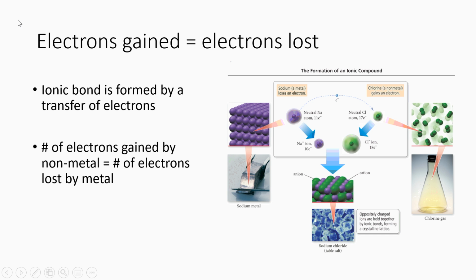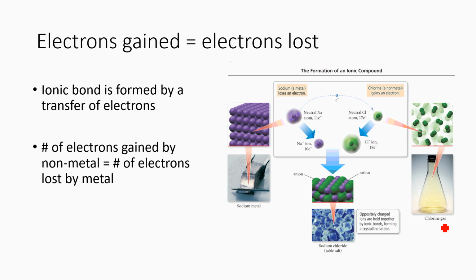Another important thing to think about with ionic bonding is that the number of electrons gained will always be equal to the number of electrons lost. So the ionic bond is formed by electrons being transferred. And so the number of electrons that your nonmetal gains needs to equal the number of electrons lost by your metal.